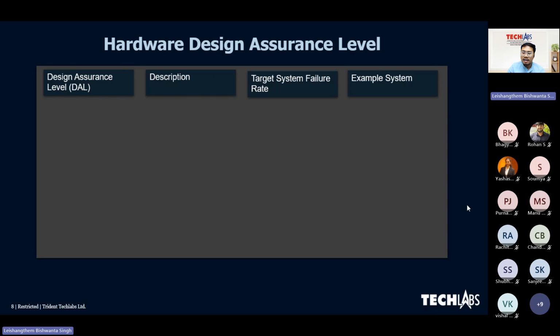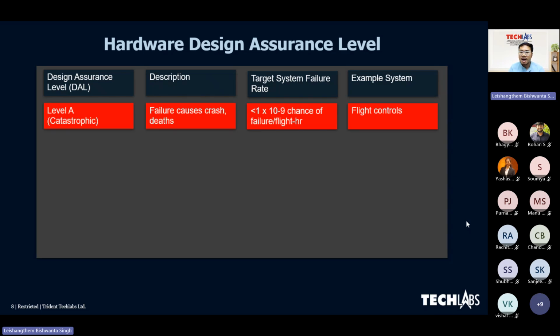Each electronic component, subsystem, or system in airborne electronic hardware is assigned a hardware design assurance level. The assignment of the hardware design assurance level is out of scope for DO-254. It comes from the system safety assessment, and I will give a little bit of information about that too. But in this particular table, it ranks the hardware by how bad a failure would be, from level A.